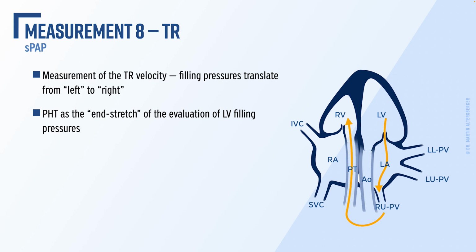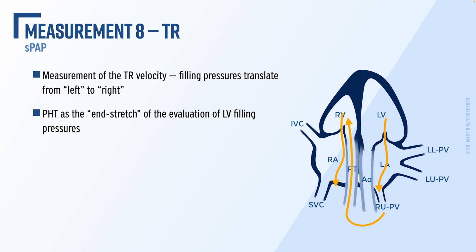As you can see in the graphic, left ventricular filling pressures translate to left atrial filling pressures, into the pulmonary venous system, and then back also, of course, to the lungs, to the pulmonary arteries, then overall to the right ventricle, leading to elevation in right ventricular pressures as well. So the measurement of the TR velocity translates filling pressures from the left heart to the right.